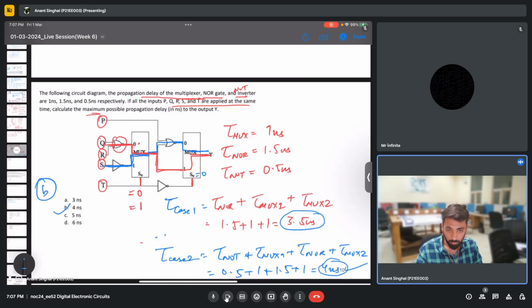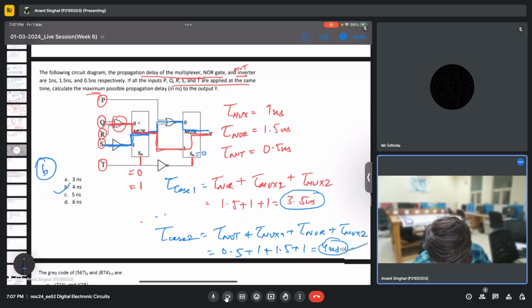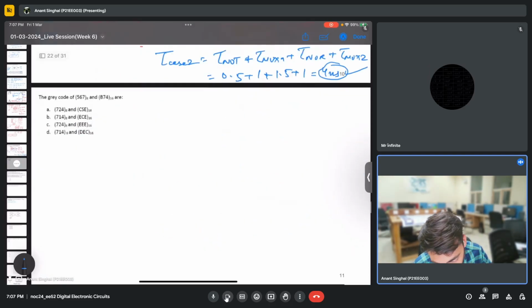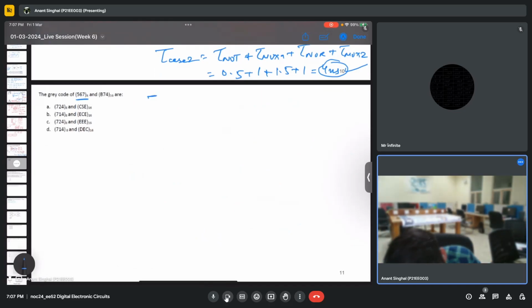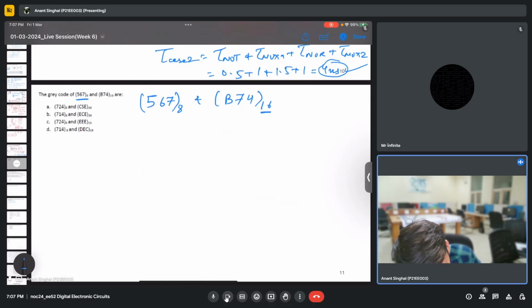This problem belongs to, I guess, week 4. It was a good problem which was left, so that is why I have covered it now. Now you need to find the Gray code of these particular numbers. Here you can clearly see this is base 8, and the second number is base 16, that is B74 base 16. You need to be clear about these bases. Maybe you can take 2 minutes, and if you get any answer you can let me know, and then I'll solve it.